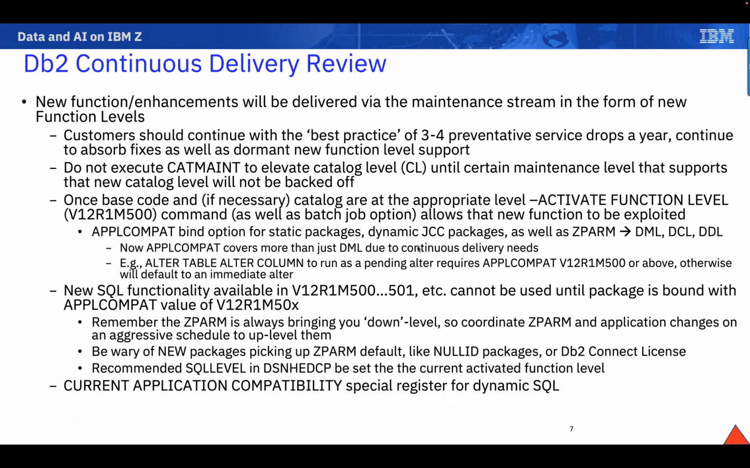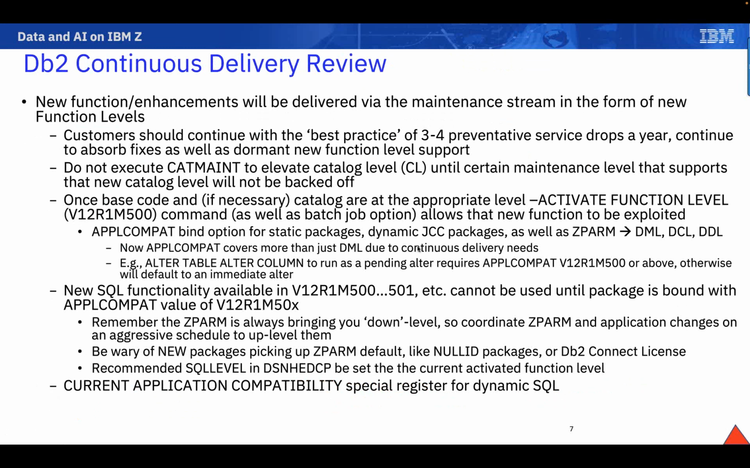We had one customer that went to 505 actually. They put maintenance level 505, catalog level 505, put the function level 505, elevated ZPARMs to 505, and someone accidentally bound the null ID package for DB2 Connect and caused a production outage. So be wary of that.